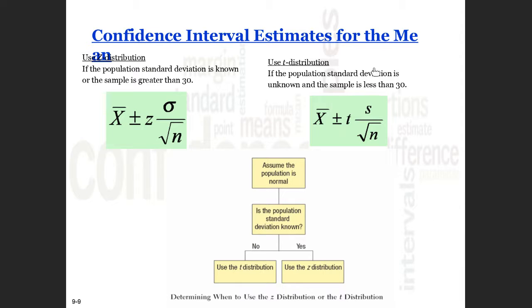Okay, so let's look at the video for the confidence interval estimates for the mean. So remember, please ask questions if you're not clear on something.